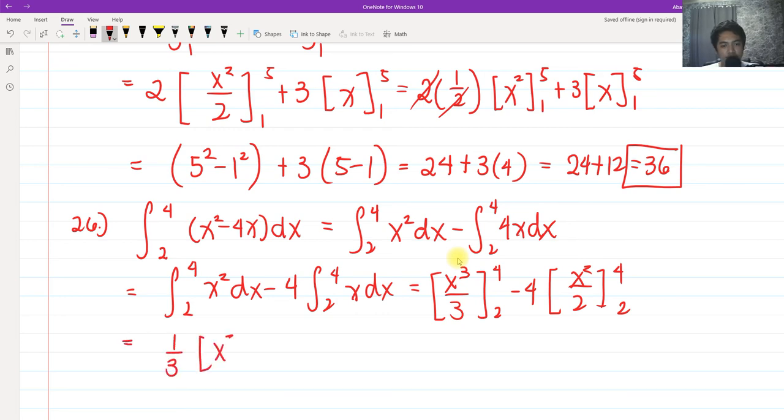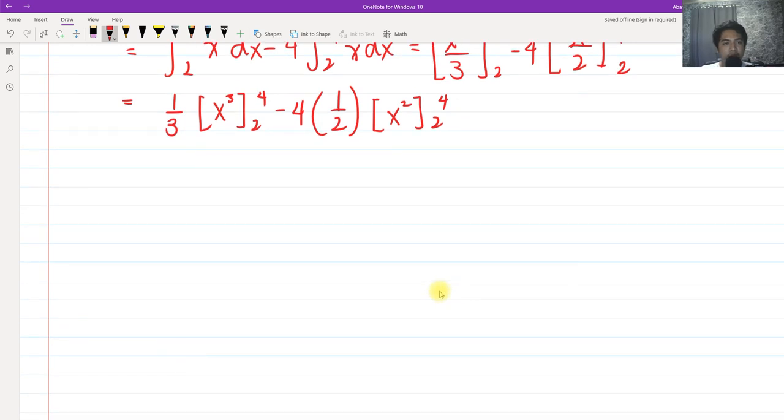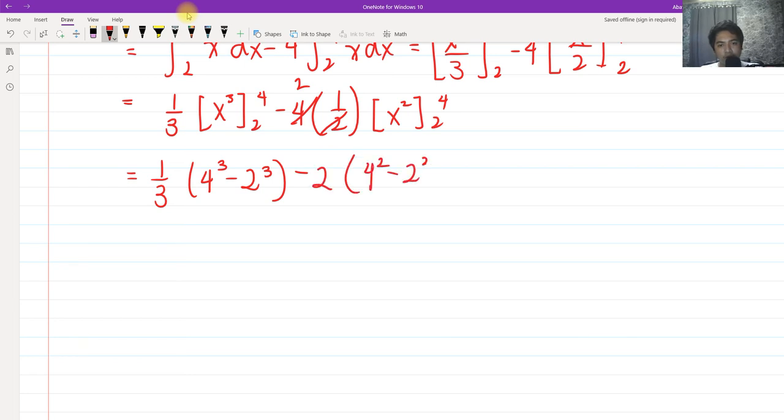Then we have x cubed from 2 to 4. Factor out 1/2 outside. So we have x squared from 2 to 4, evaluated from 2 to 4. We can always do that. Okay. So now we have 1/3, then we have 4 cubed minus 2 cubed. 4 divided by 2 is 2, so minus 2. Then we have 4 squared minus 2 squared.